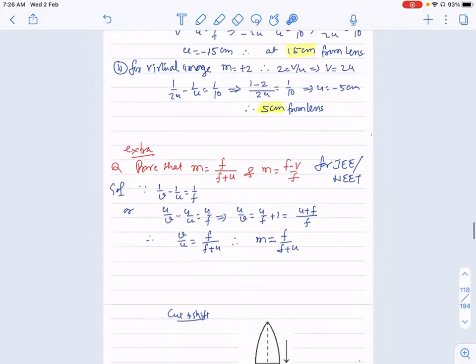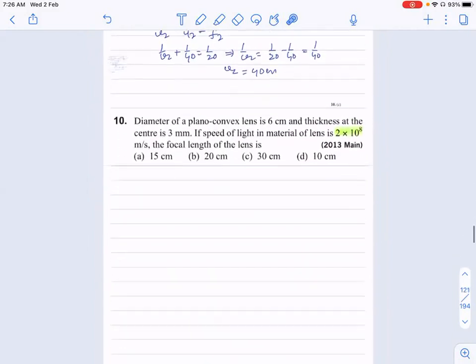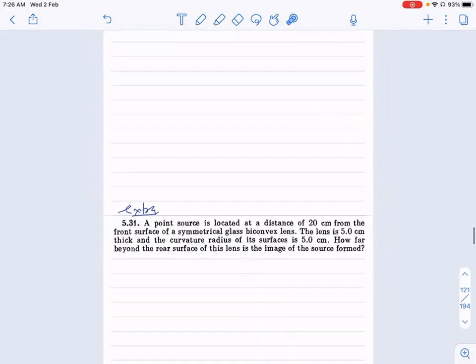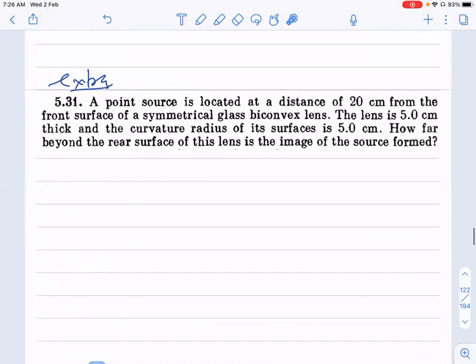Let's see further. How to solve this question?